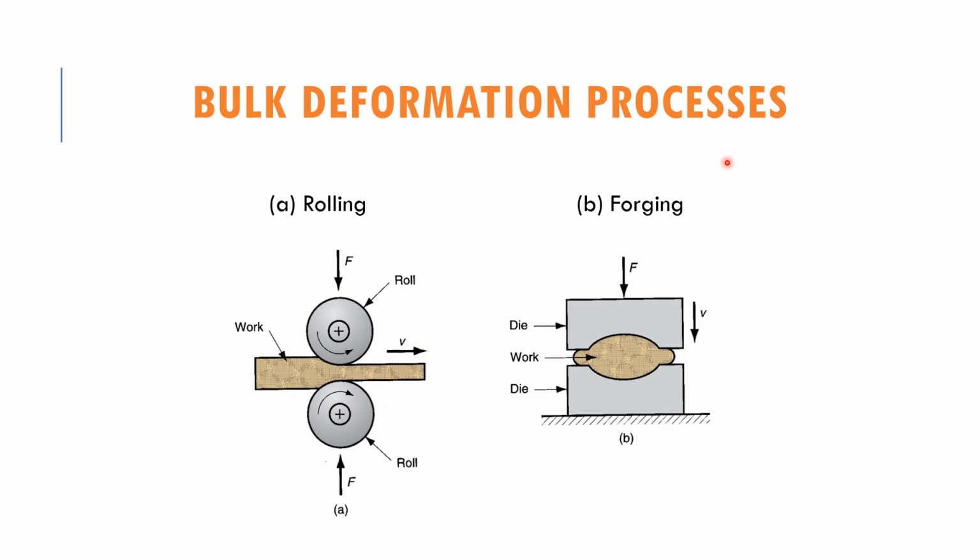The second one is forging. So in forging, there will be a design of a die with certain shape that you want to produce, and then when the material is placed inside the die, there will be compression, and then the die will shape the work material into the shape that we want.